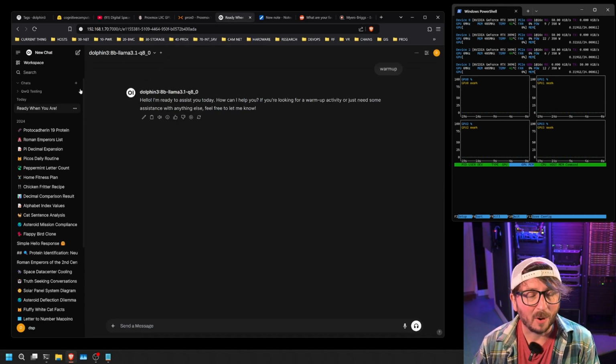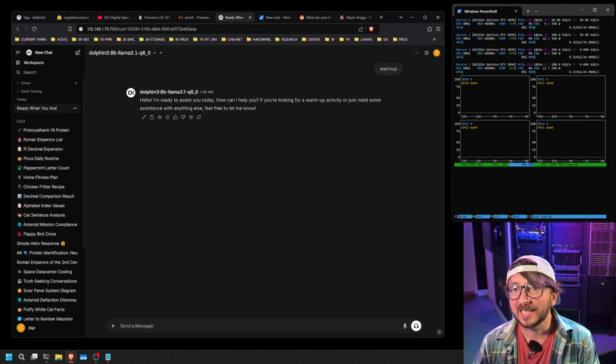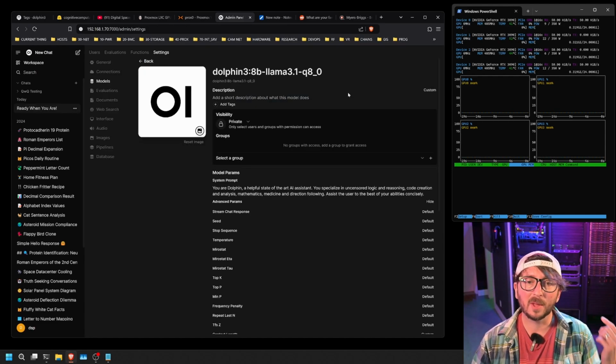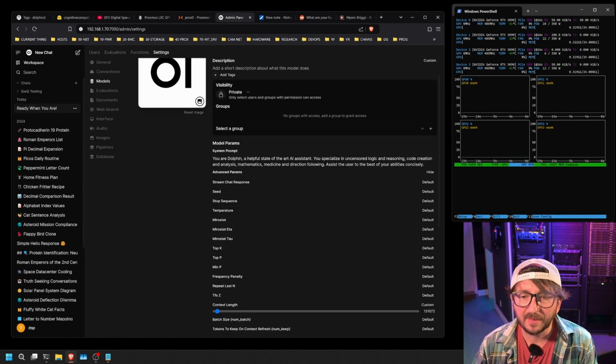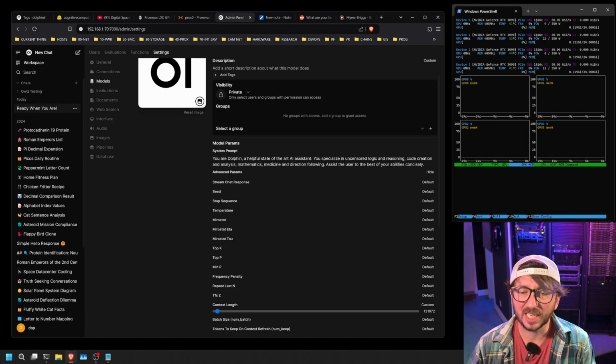Okay, so I've already got the Dolphins downloaded here. And so we're going to start with the Q8 and I just asked it a warm-up question. Check this out. The response on it is 69.5 tokens per second. And so on the model for the Dolphin 3 8B Llama 3.1 Q8, I've got a system prompt that I've crafted here that is a general, but I think fairly refined-ish.